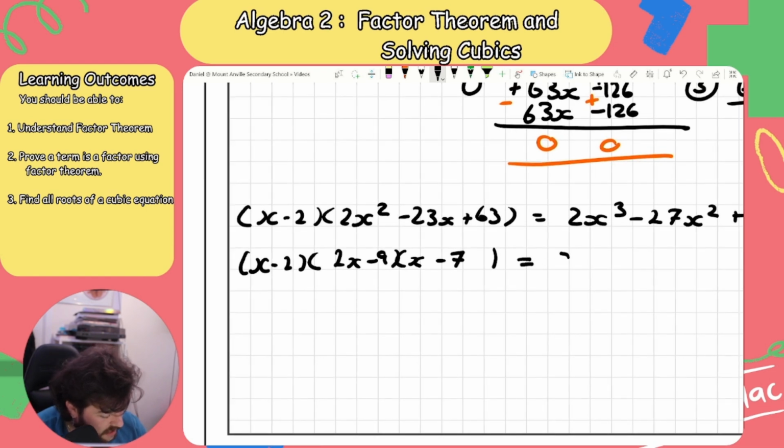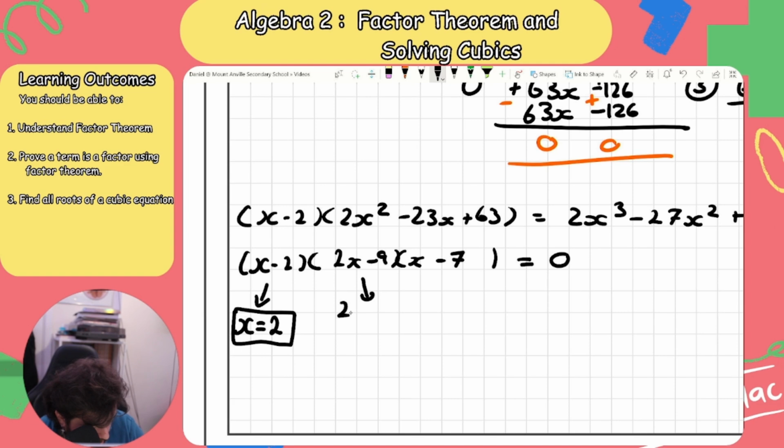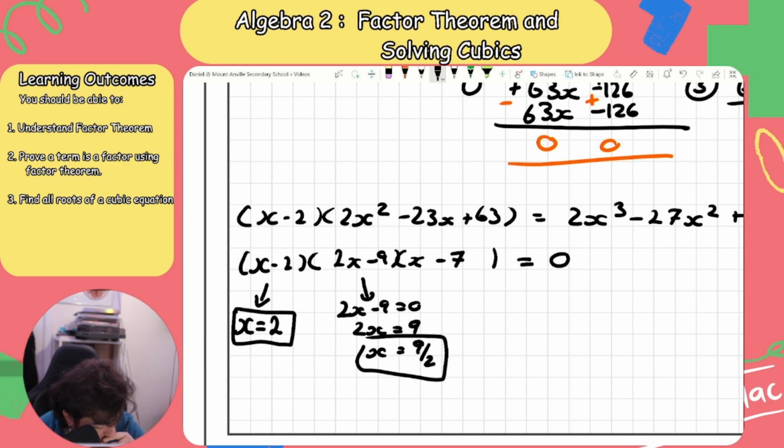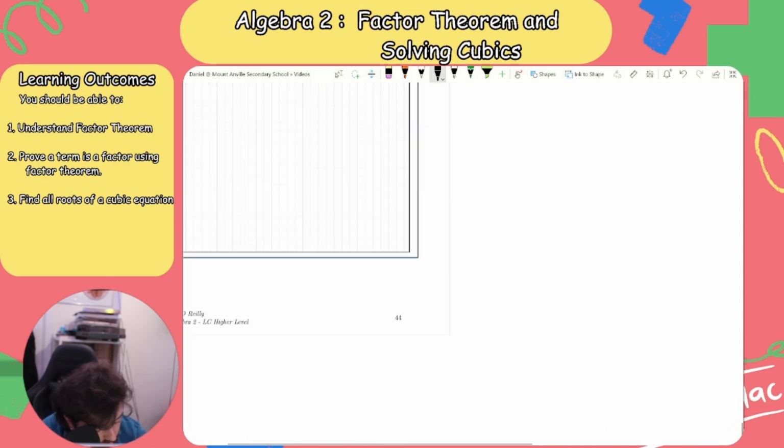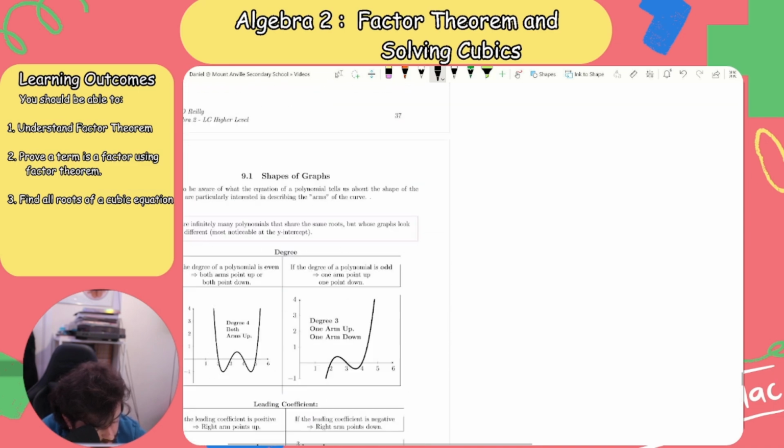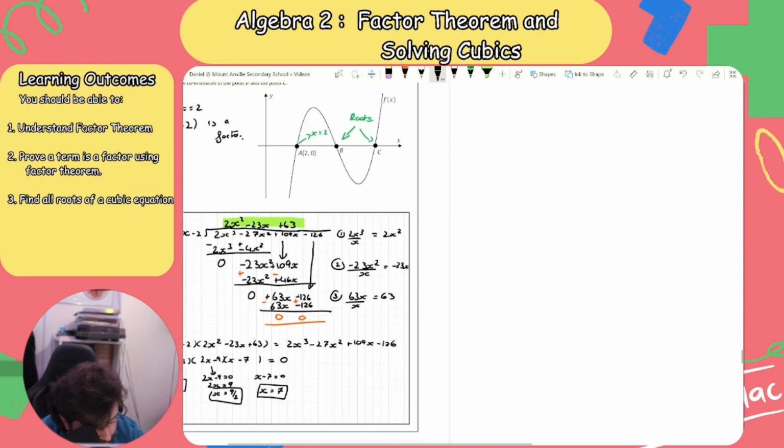Right, so I want to solve this now. So I'm going to let each bracket equal 0. So x equals 2 is one solution. 2x minus 9 equals 0. 2x equals 9. x equals 9 over 2 is another solution. And x minus 7 equals 0. x is equal to 7 is my final solution there. So to ask us to identify what b and c are, oopsie daisy, hate when this happens, really embarrassing. Spoilers.